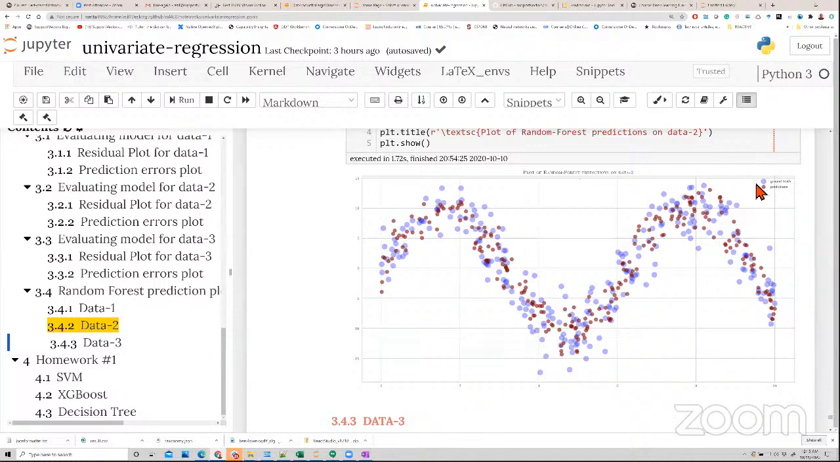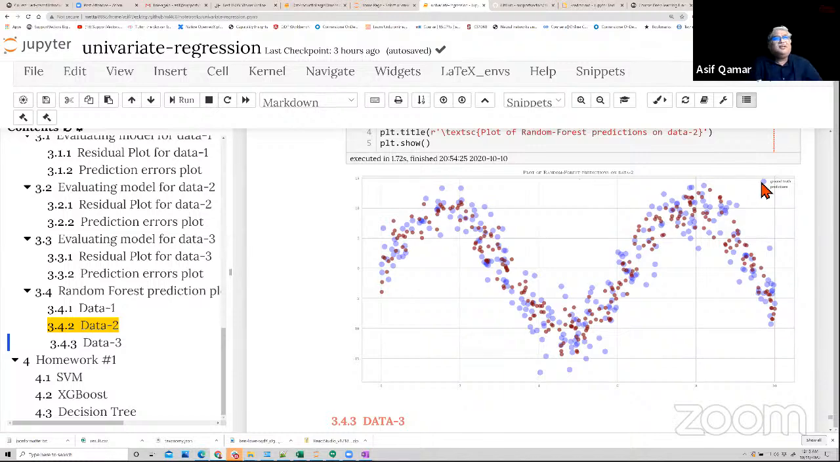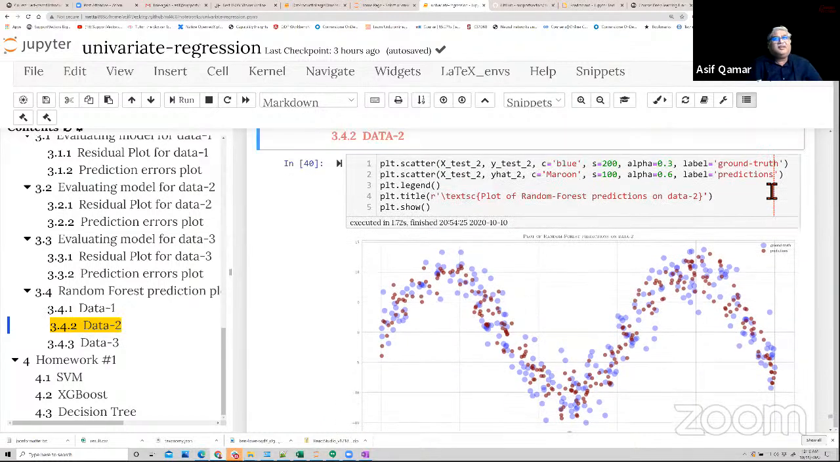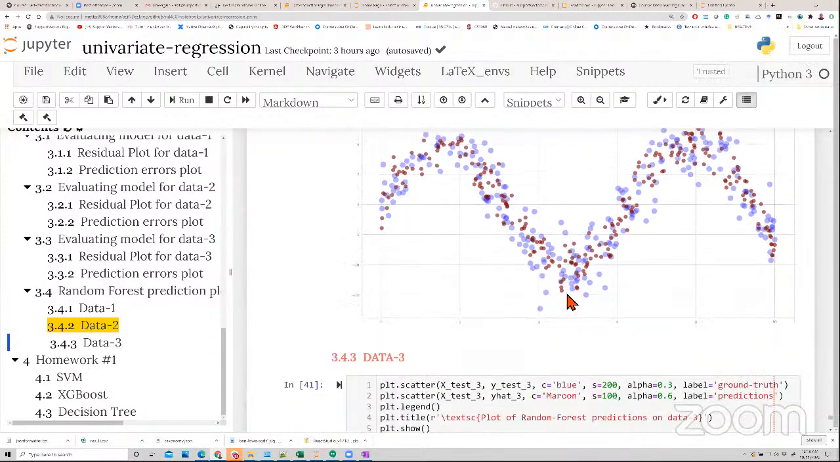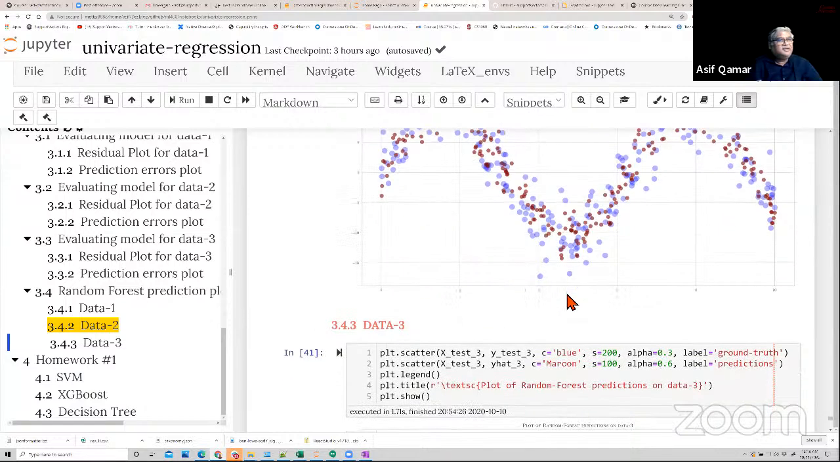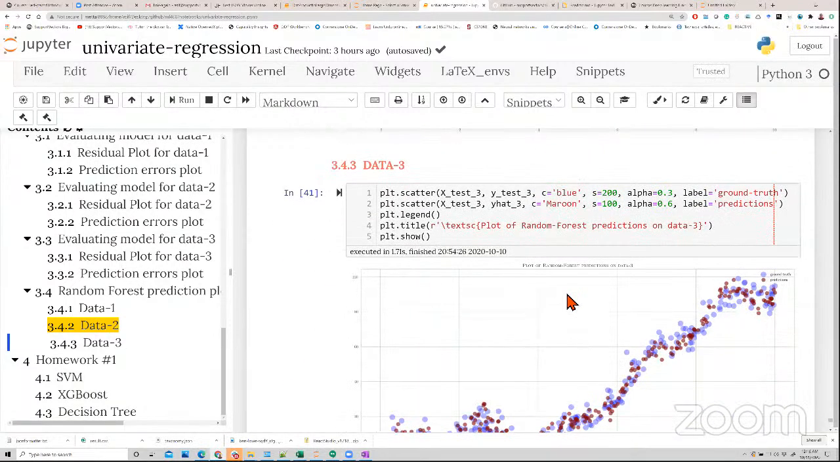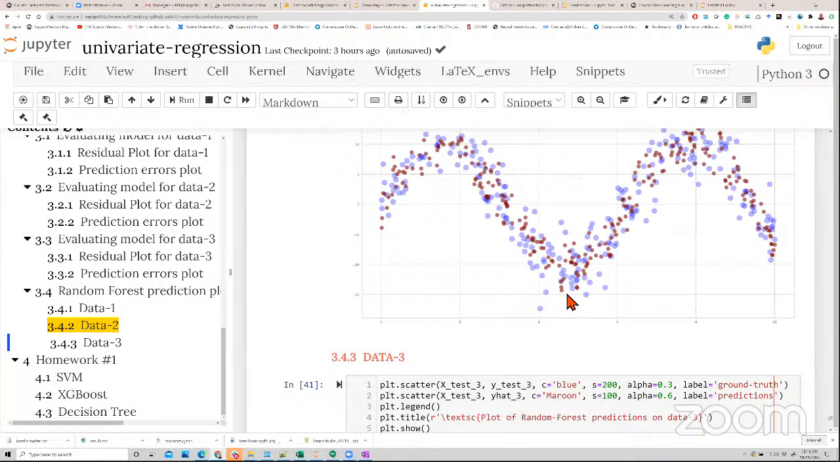So here the blue, or the color that I used, the blue is the actual data, and the red one is the model's prediction. So obviously the model's prediction seems to follow the data, isn't it? Yes. So it is very aligned. So you say therefore that it is doing very well. What about data set 3?